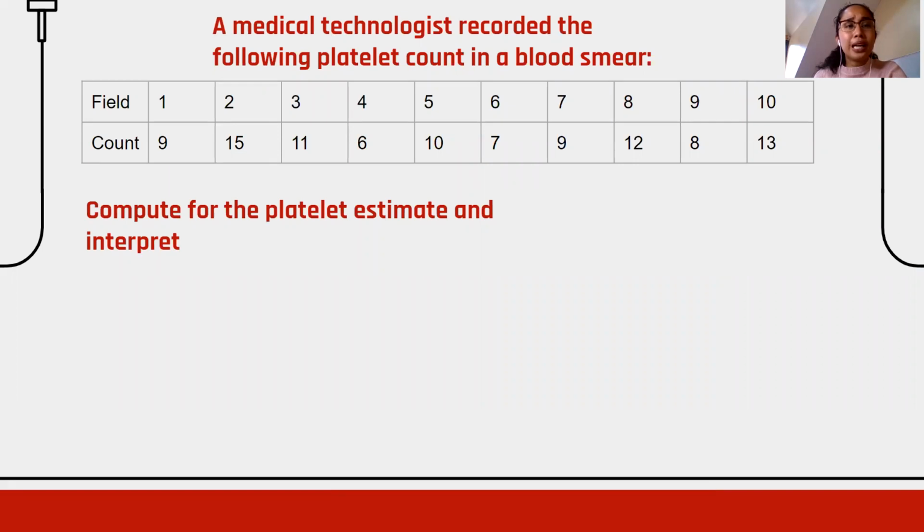So class, ito example sa inyo na, kayo na mag-compute. So your medtech scanned 10 fields under the microscope, under OIO. So sa field na 1, sa unang field, 9 yung platelets. Sa second field, 15, 6, and so on. So class, simply get the average from field 1 to field 10. So kunin mo yung average nito and multiply it by 20,000. Then, interpret. Okay, so class, kayo na ang sumagot niyan, ha?